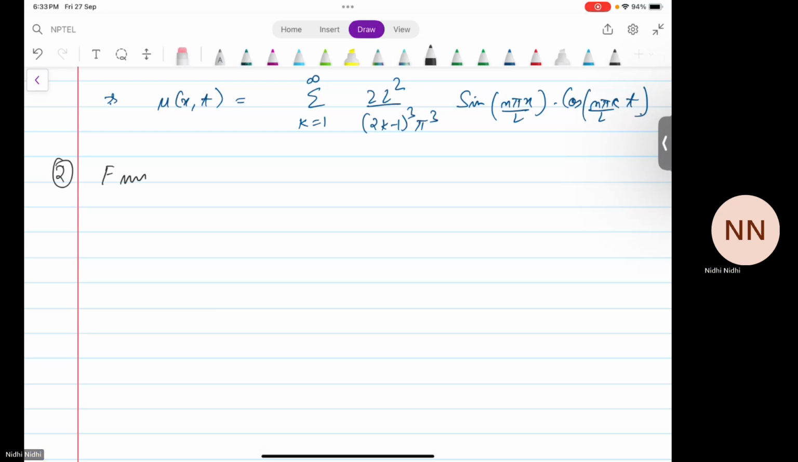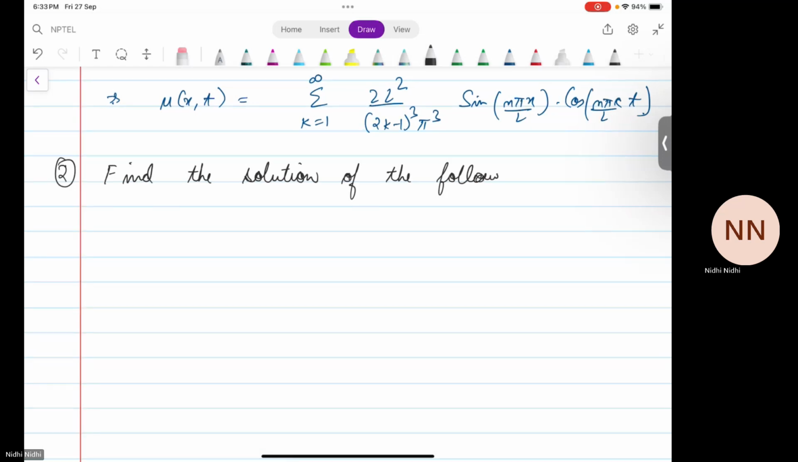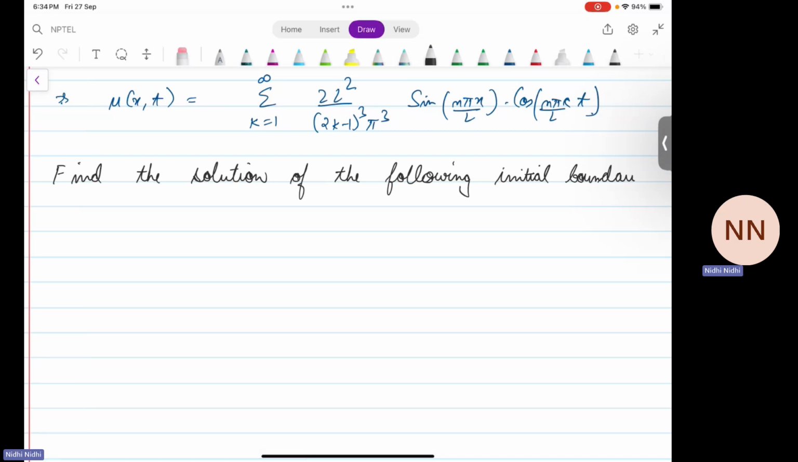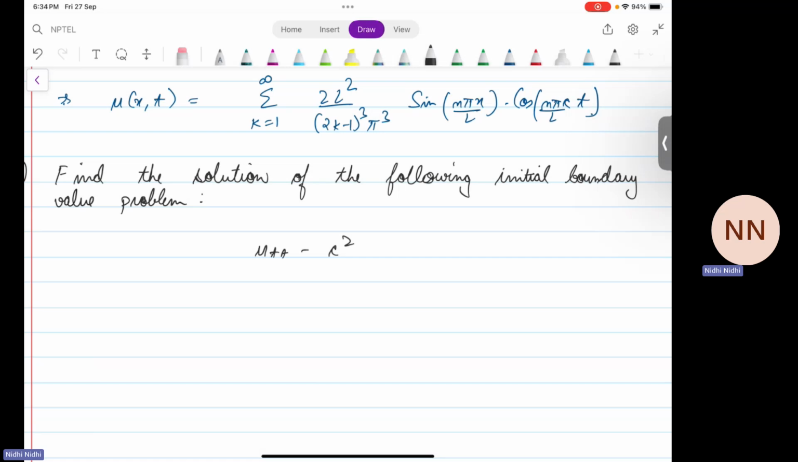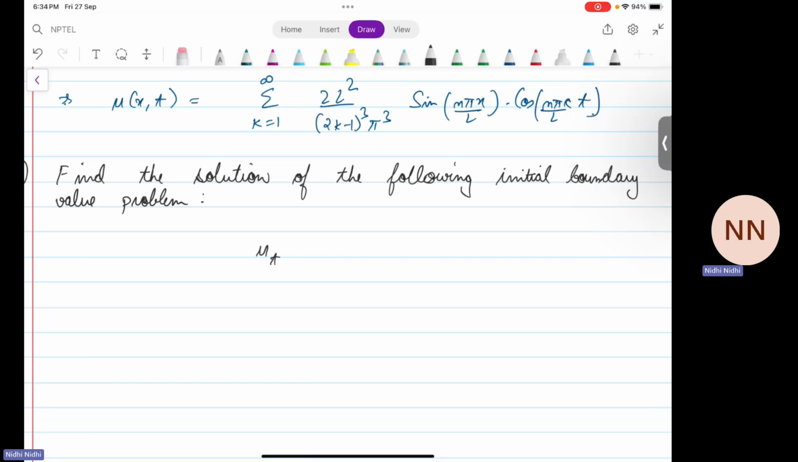Find the solution of the following initial boundary value problem. u_tt minus c square u_xx is equal to 0 for 0 less than x less than pi and t positive.